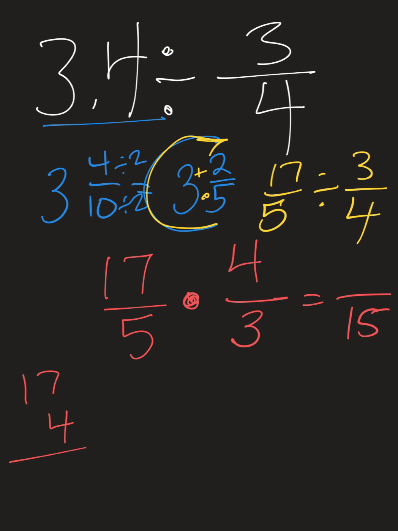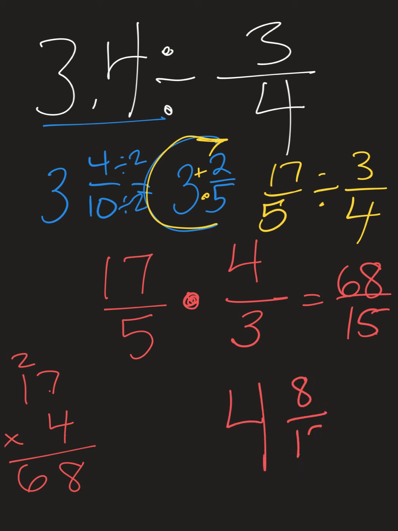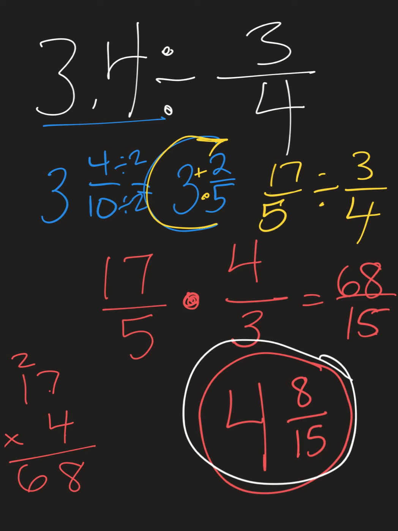17 times 4, I'm going to bring it over here just so I can make sure I understand where this is all coming from. 4 times 7 is 28. Carry my 2. 4 times 1 is 4. Plus 2 is 6. So that answer is 68 over 15. Now I can simplify this. 15 goes into 68 4 times. I have 8 left over and 15 remaining. That cannot be simplified. This is my final answer. Go ahead and give your practice your best shot too.